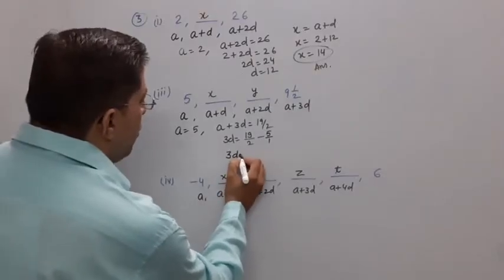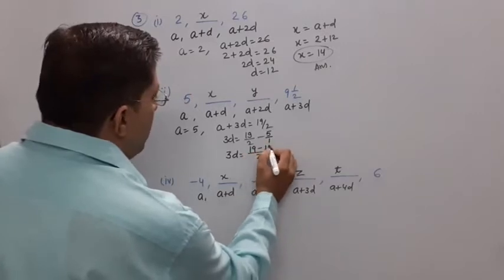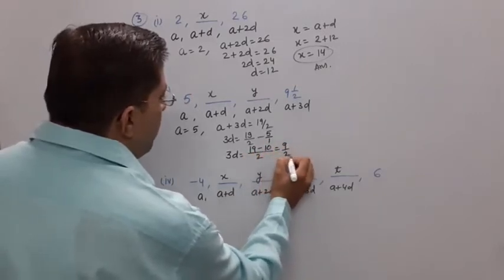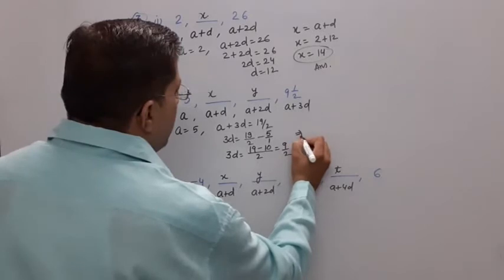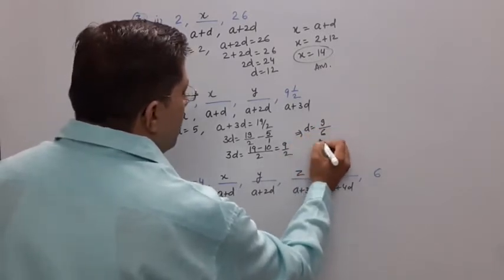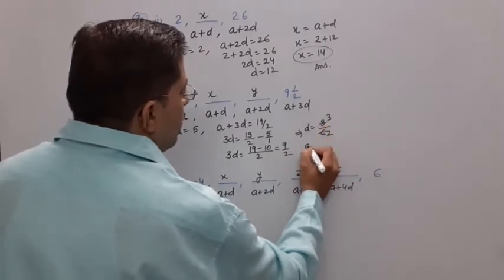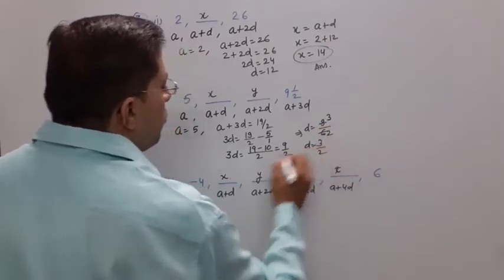3D is equal to, 2 is the LCM, 19 minus 5 2s are 10. This is your 9 by 2. Okay, now see what will be D? 9 upon 6. 3 3s are 9, 3 2s are 6. D is coming 3 upon 2.